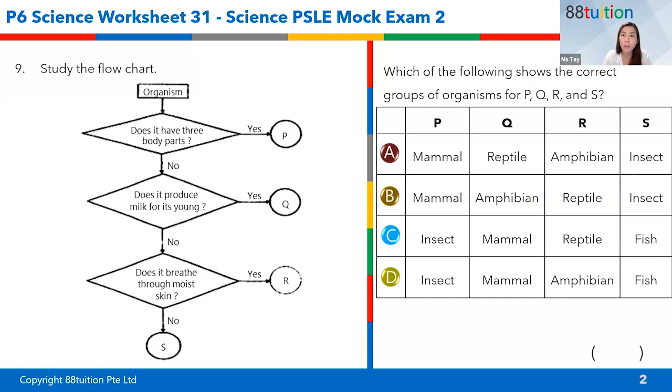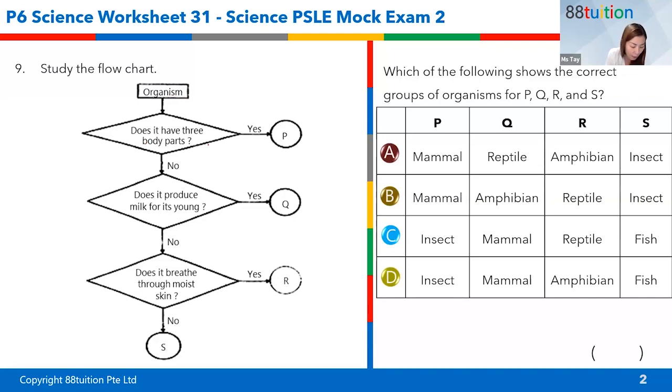Okay, let's look at question 9 now. It's your question 2 on paper. All right, but in the mock exam, this is question 9. Let me see. Only one person made an error. So let's take a look. There's a flow chart here. Questions like this shall come out for the exam. Organism. Okay, the arrow down, there's a question here. Does it have 3 body parts? Do you think it has 3 body parts?